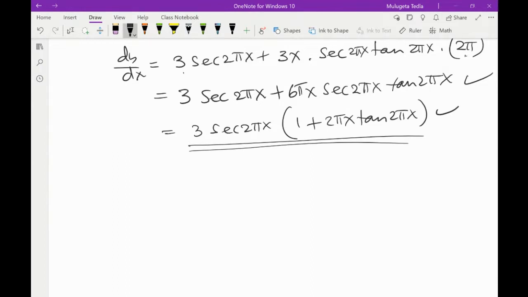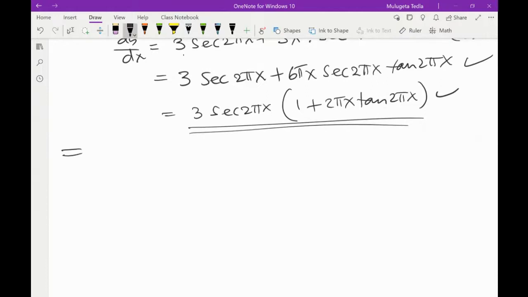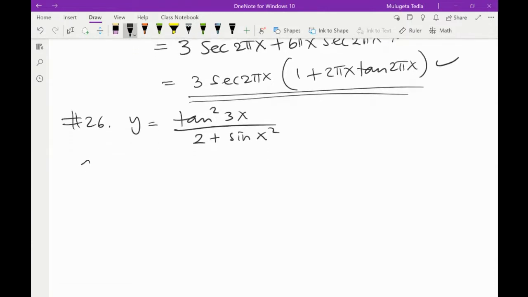And we do a quotient rule, for example. Let's do number 26. So y equal to tan squared of 3x over 2 plus sine of x squared. So dy by dx, the derivative of the top, please, now it gets bulky.